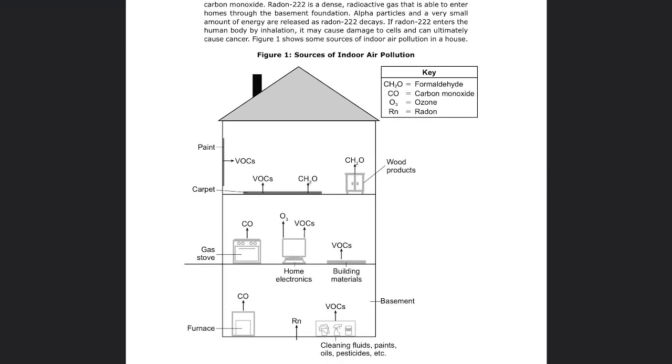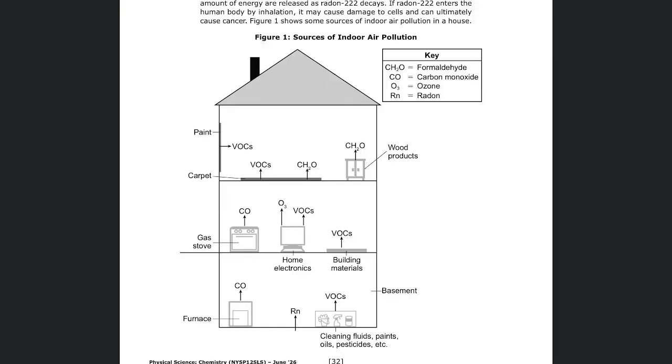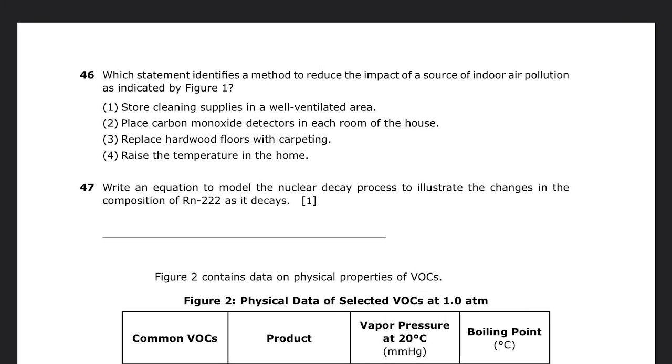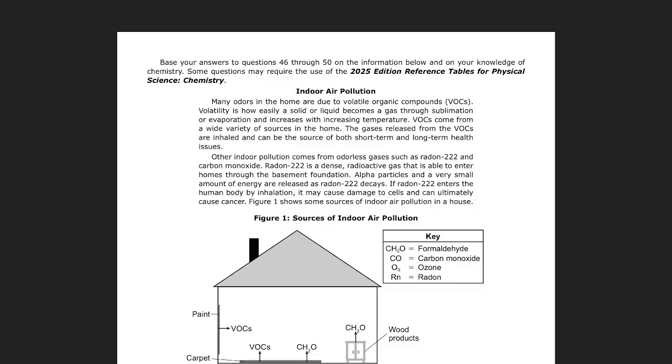If we're looking at the figure, we can see that it's trying to show us the source of some pollution. However, I want to take a look at the question and then figure out what I need to interpret from this figure. So let's do that. Question 46 says, which statement identifies a method to reduce the impact of a source of indoor air pollution as indicated in figure 1? The passage states that VOCs are inhaled and can be the source of both short-term and long-term health issues, and then says other indoor pollution comes from odorless gases. Okay, so we know that VOCs are causing indoor pollution.